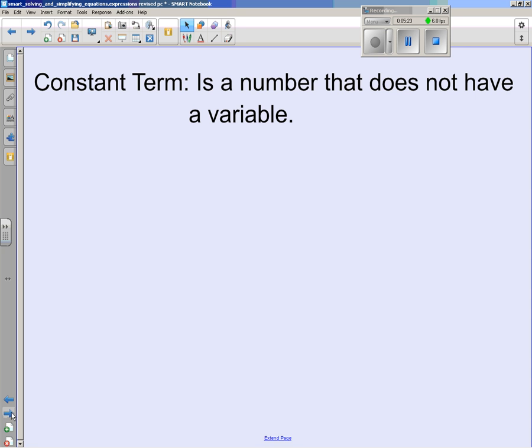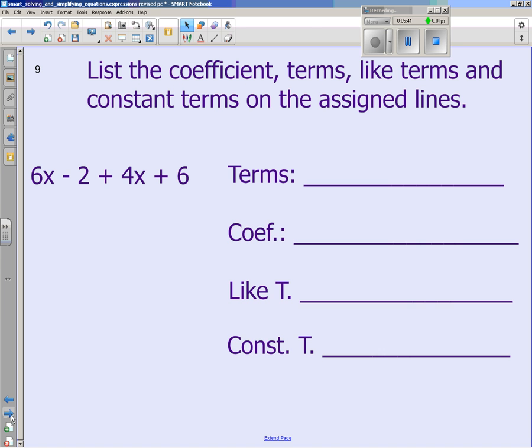So like a 10 or a 3 or a 1/2. Those are all constant terms. They don't have an x or a y or a z or an l or anything. Constant terms. All of your expressions are made up of these different pieces and parts: terms, like terms, coefficients, variables, and constant terms.